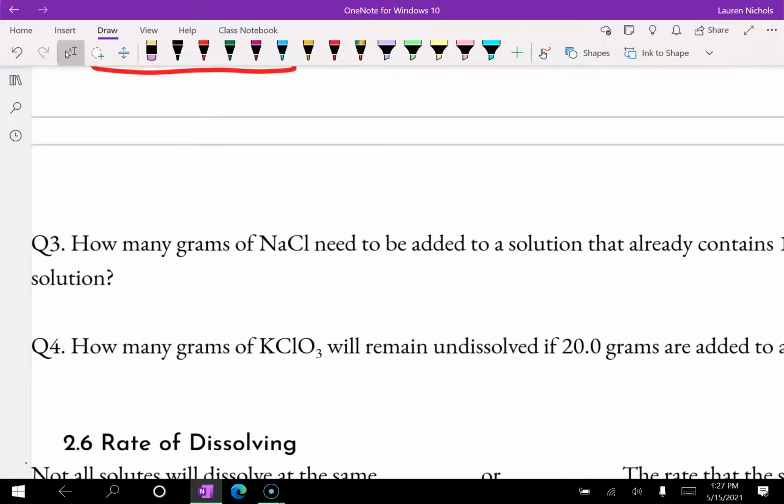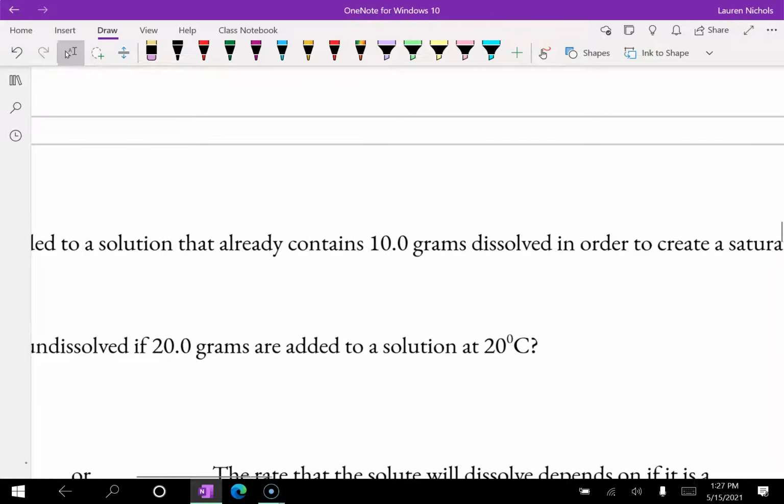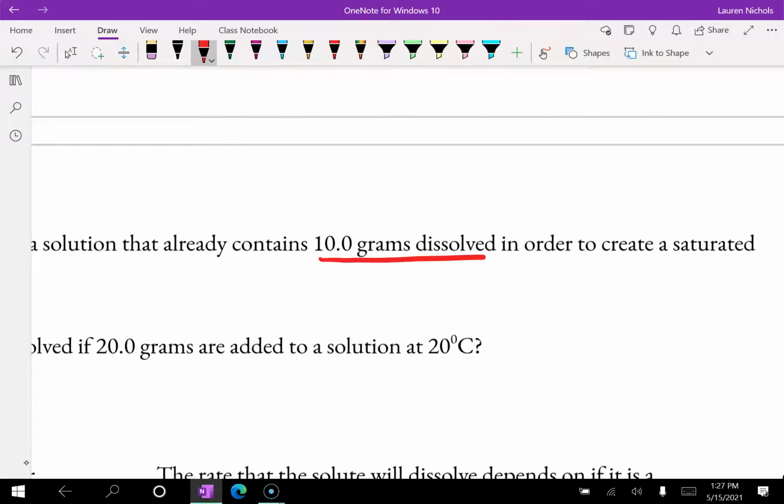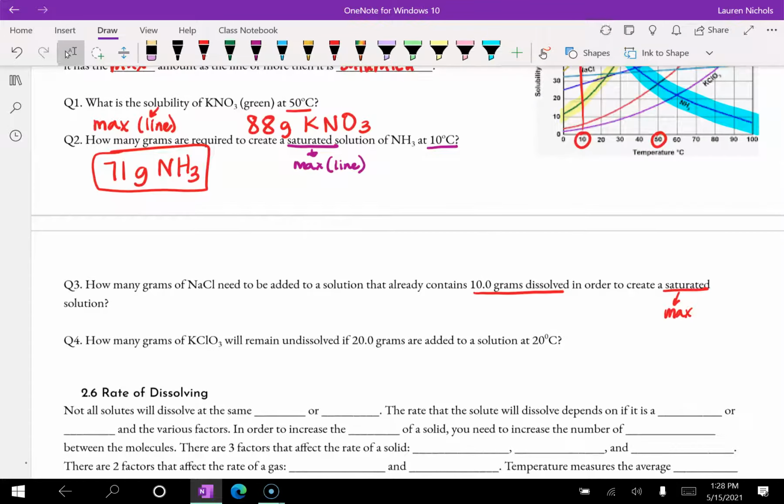And so if we look at question 3, it says how many grams of NaCl need to be added to a solution that already contains 10 grams dissolved in order to create a saturated solution. So remember, saturated is maximum, and there's already 10. Now, the thing about this question is there was a typo. I didn't tell you a temperature. So let's just say at 80 degrees Celsius. We're going to make it up.